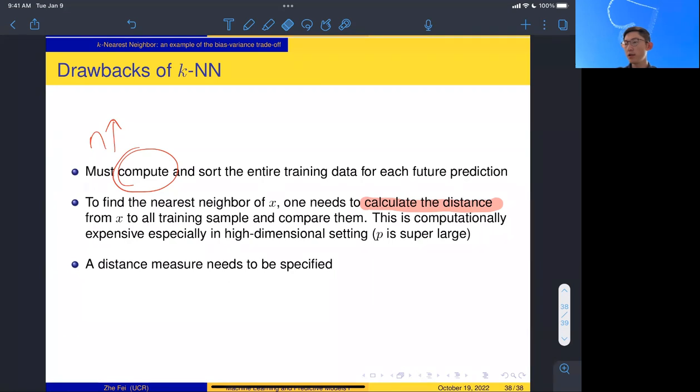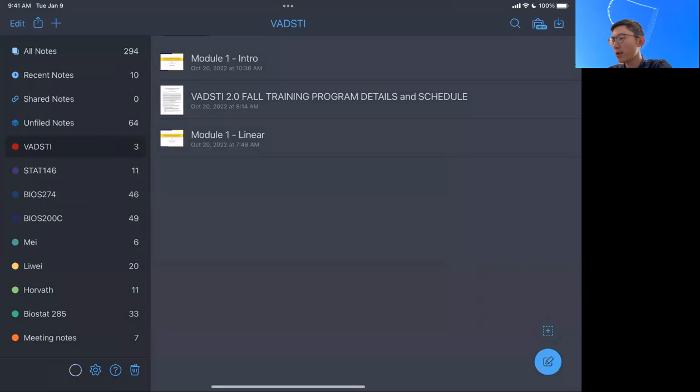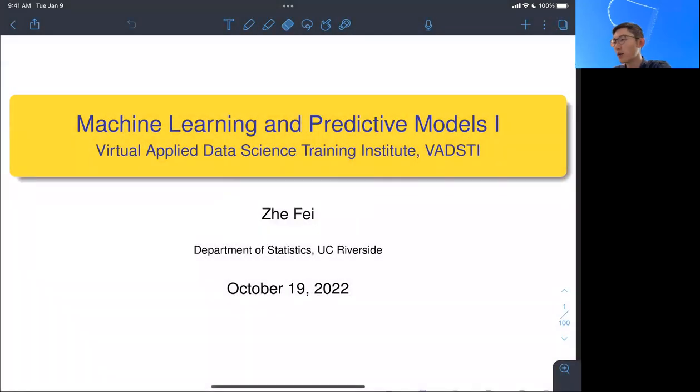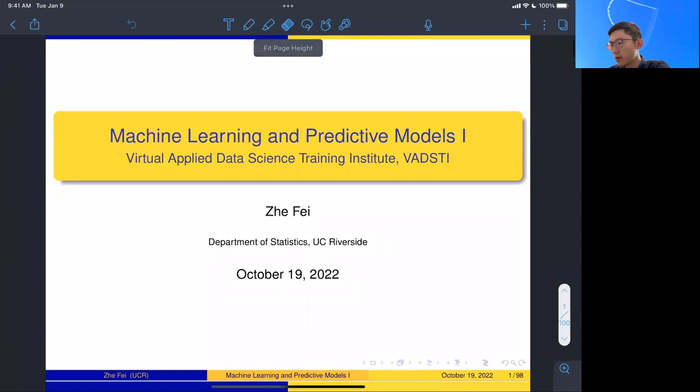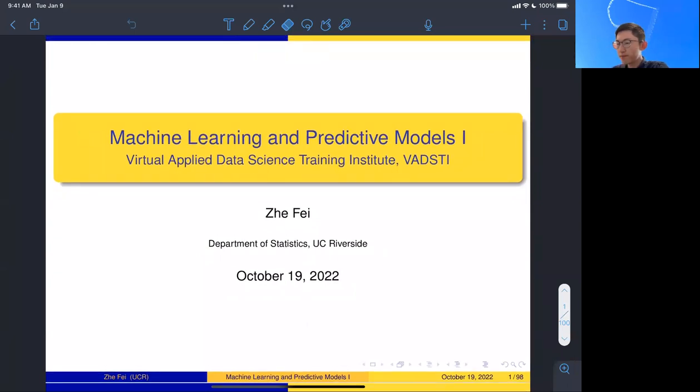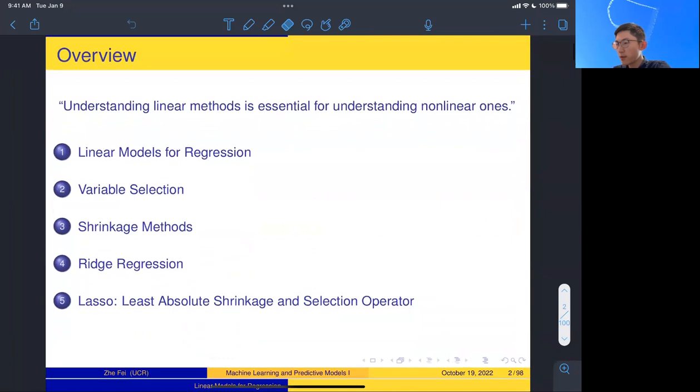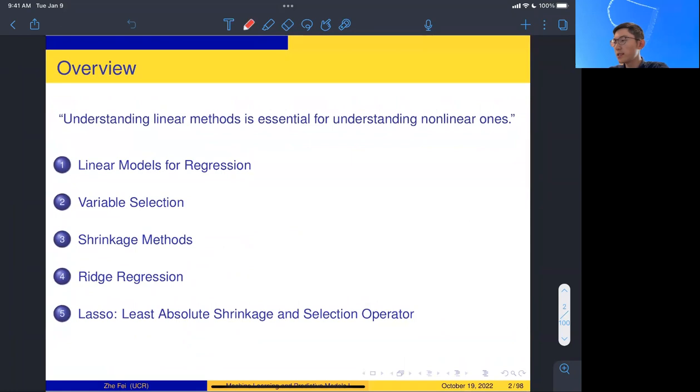Okay, good. So this is basically an introduction and one example of the method. Now we will move on to the linear model. First, a quote from the ESL book: understanding linear methods is essential for understanding nonlinear ones, and it is quite apparent, right?